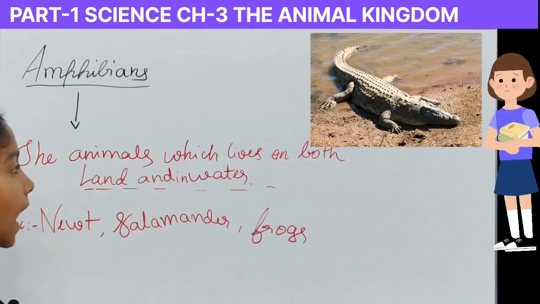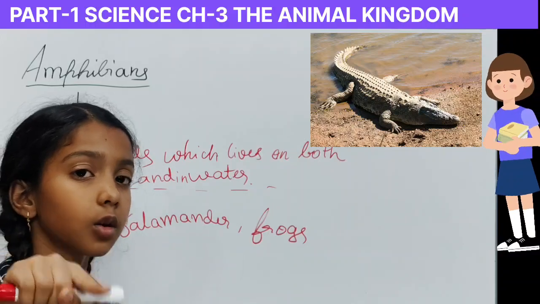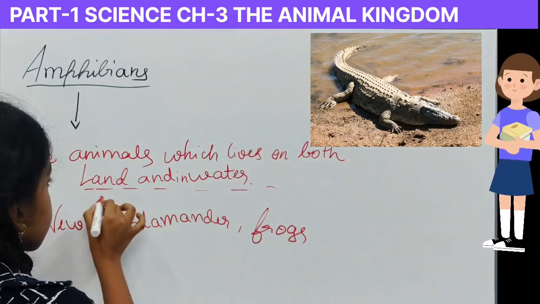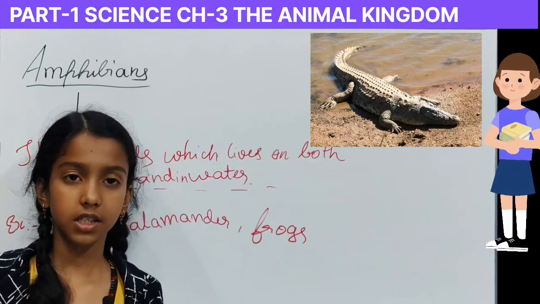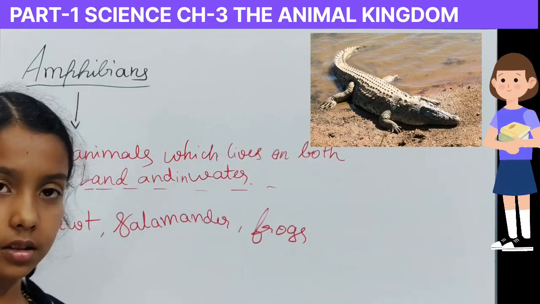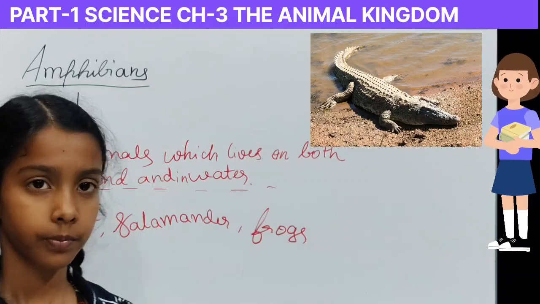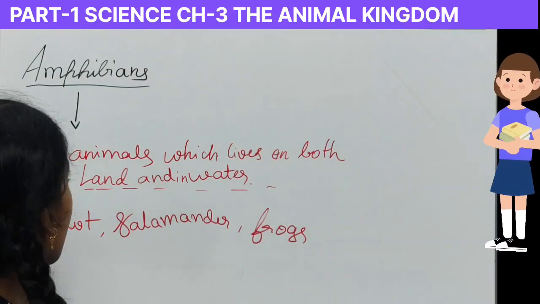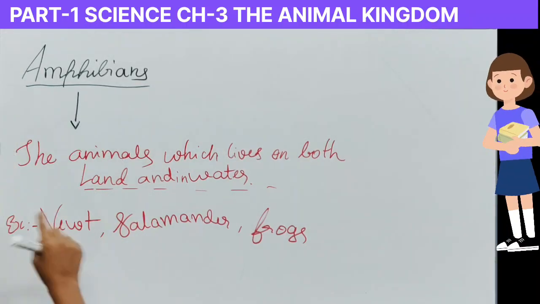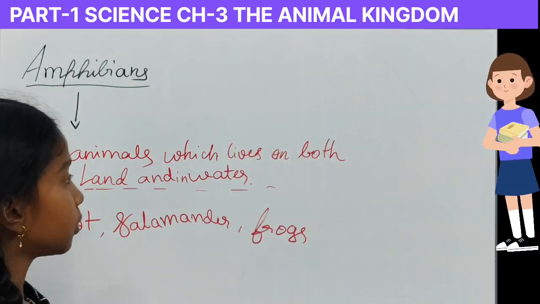Okay, so that's why, if you're thinking that the crocodile lives on the land and in water, no, the crocodile only lives on the land. But to find the food, it goes to the water. So the crocodile is not an amphibian. This was the meaning of amphibian: the animals which live on both land and in water.